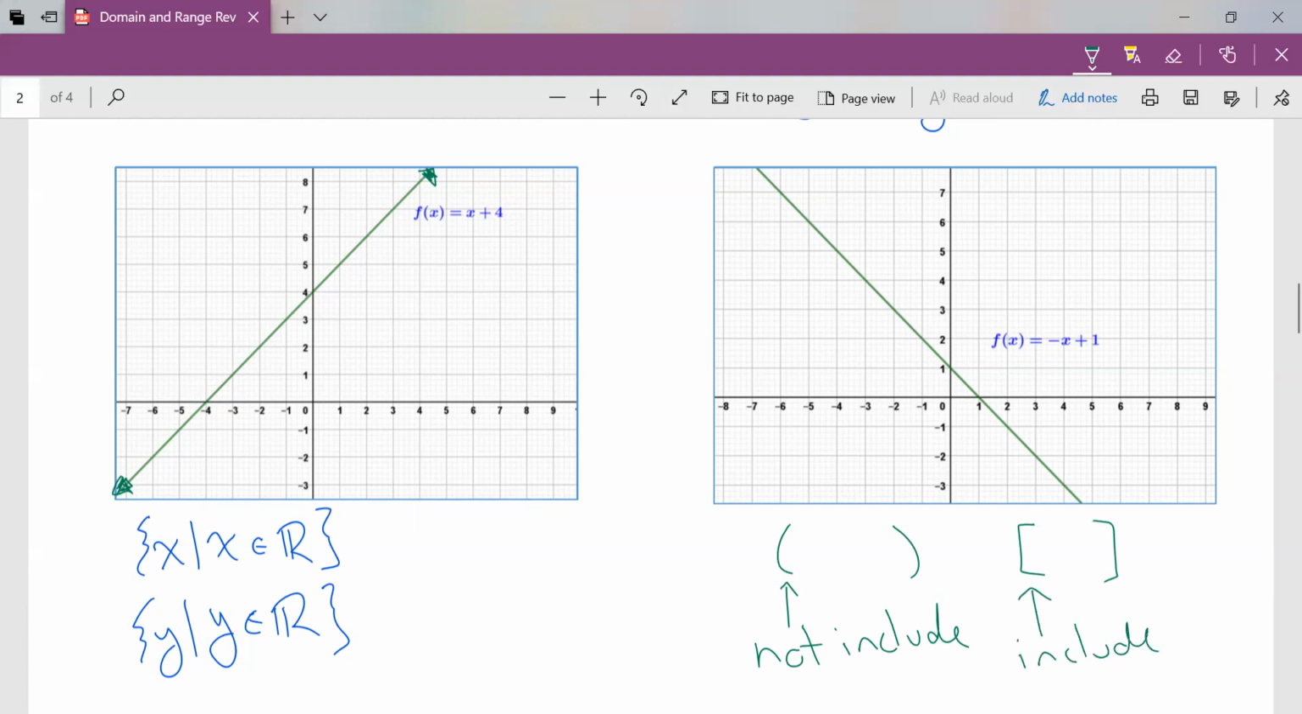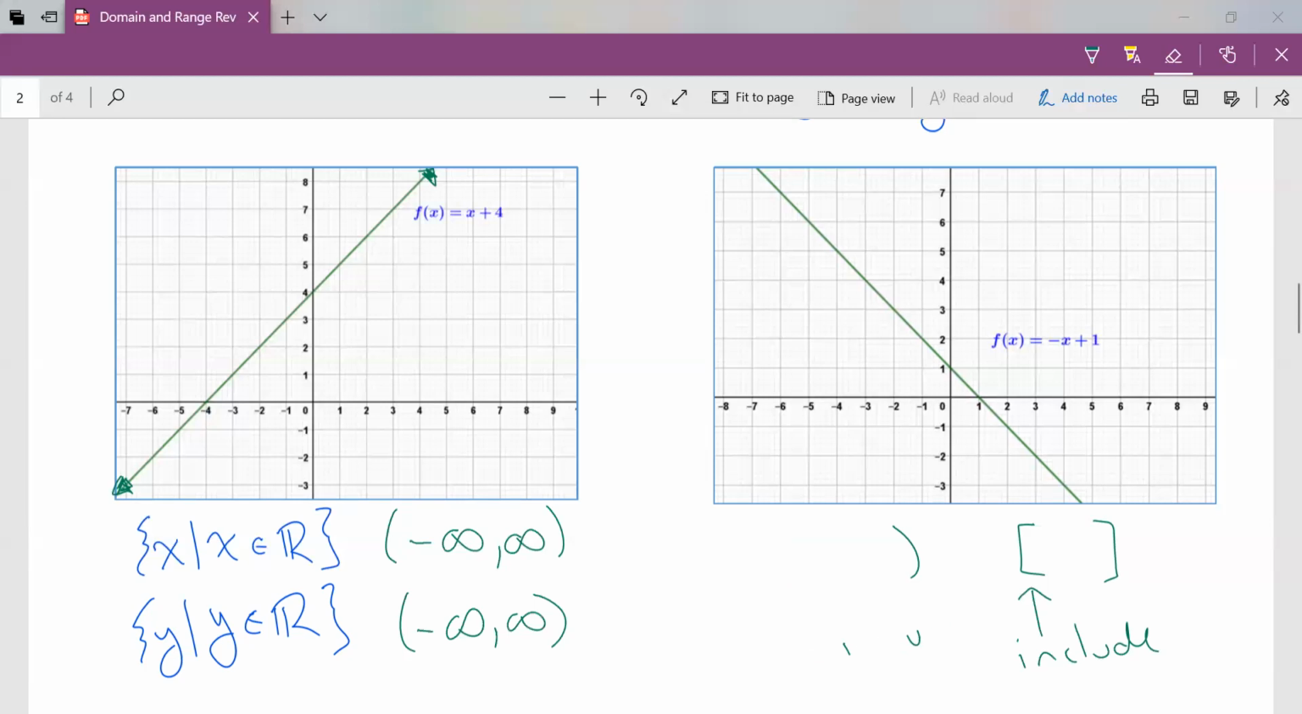So in this case, this graph's domain goes to negative infinity and positive infinity. So negative infinity, positive infinity, and because negative infinity and positive infinity aren't numbers I can put my finger on the number line, they're not real numbers, I'm going to put a parenthesis around them. And the same thing for the range. So you can see why some people prefer interval notation, because it's really quick to write.